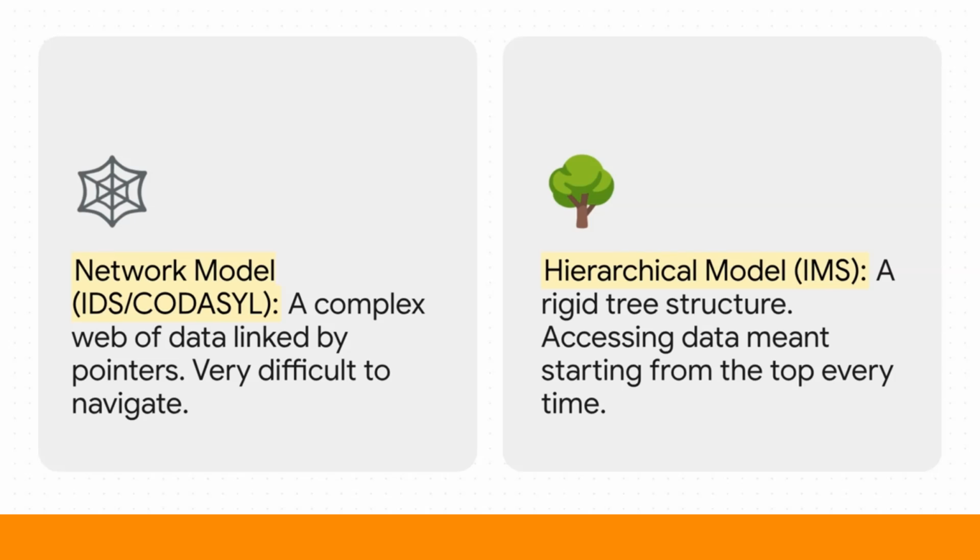Then, on the other side, you had the hierarchical model. This was way more structured, kind of like a strict family tree. Data had parents and children. It was neat, but oh so rigid. If you needed a piece of info way down at the bottom of the tree, you had to start at the top and climb all the way down step by step.